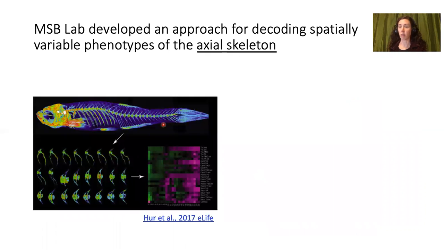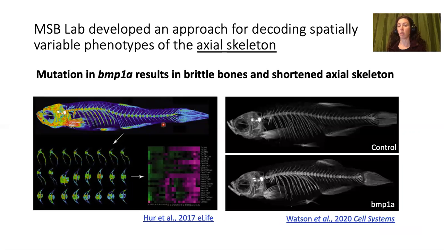And this is really important because one of the mutants that they examine with this technique is the BMP1A mutant, which has a human ortholog, the BMP mutation, which is associated with brittle bone disease. And you can observe the differences between the mutant on the bottom and the control fish on the top. The mutant fish has severe deformities in their ribs and thicker vertebral centra along the length of the body compared to the wild type sibling fish. And also the mutant is shorter in length than the control fish.